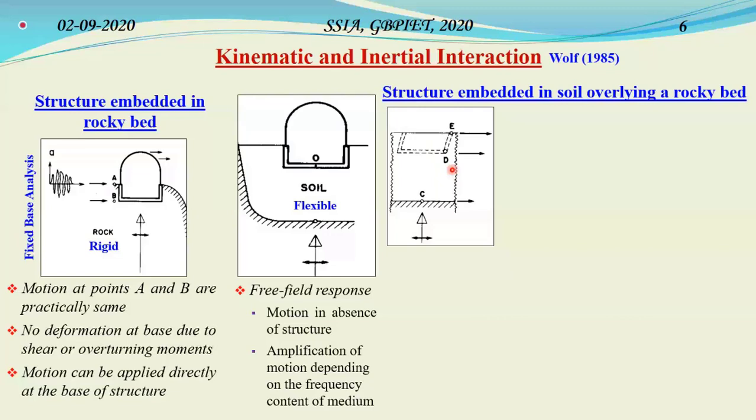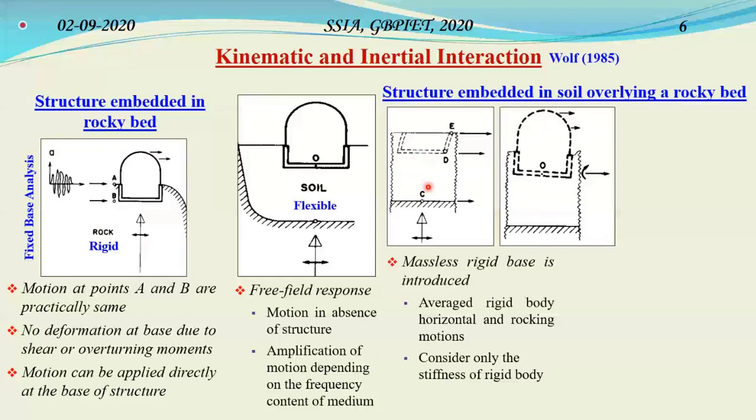However, the soil being flexible, it changes the characteristics of the motion which was there at the rock soil interface. Amplification takes place in most of the cases. In some cases, attenuation is also observed. Whether amplification or attenuation, that will be mostly governed by the frequency content of the propagating soil medium. So in the free field response, the behavior of the soil without any structure is reflected.